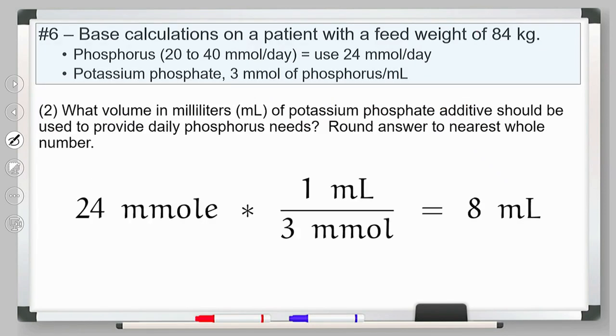Let's do the phosphate real quick, because again, I told you just to get 24 millimoles of phosphate. Concentration is 3 millimoles per mL. Divide 24 by 3, I get 8 milliliters. Bear with me, there's a point to this.